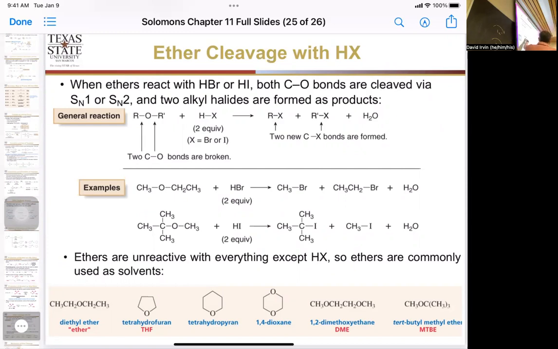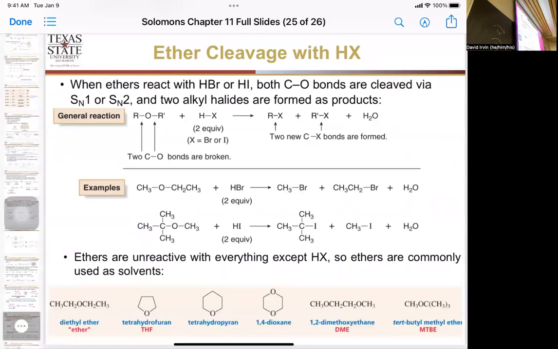So let's look at this. It takes a total of 2 equivalents of acid because one of the acids is going to be consumed making the first alkyl halide. The second equivalent of acid is going to be used to make the second alkyl halide. Okay. And we can use HBr, HI. HCl is not strong enough. It's HBr or HI.